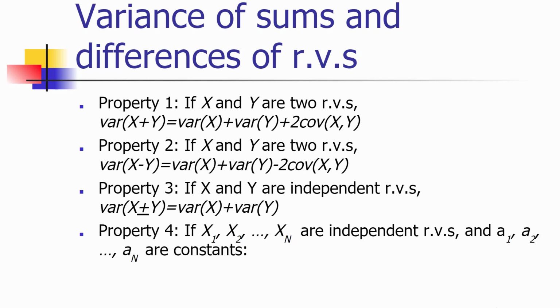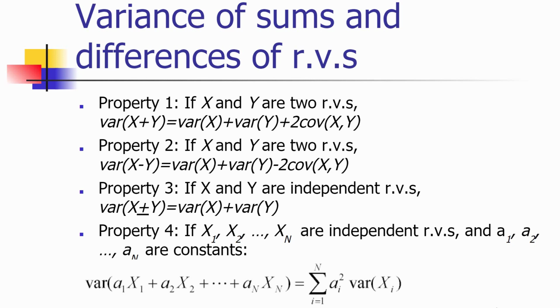The last property is that if x1 through xn are independent random variables and a1 through an are constants, then the variance of this weighted sum of random variables is just the sum of those squared constants times the variance of the x's.